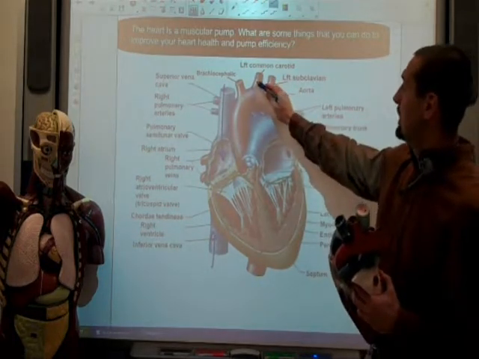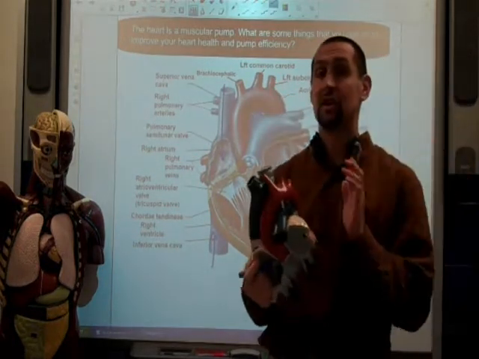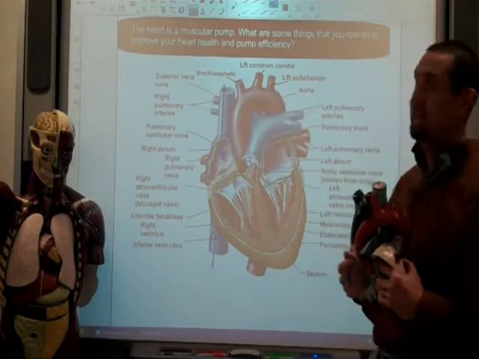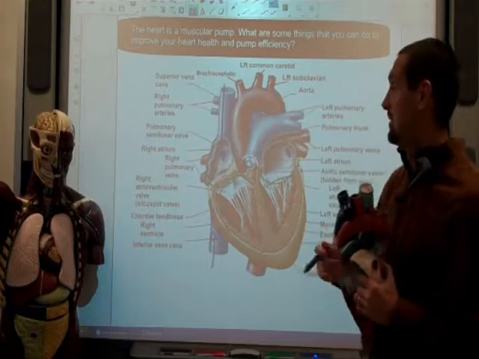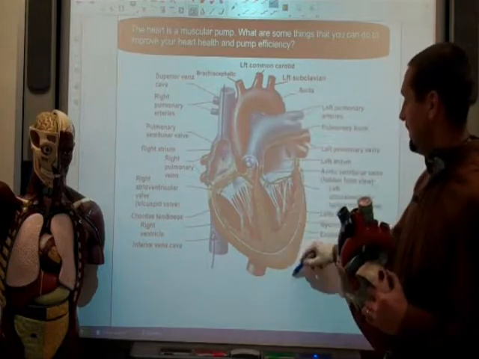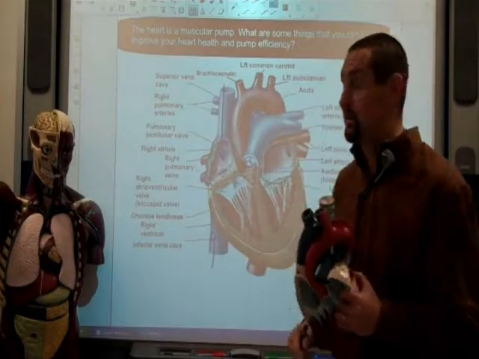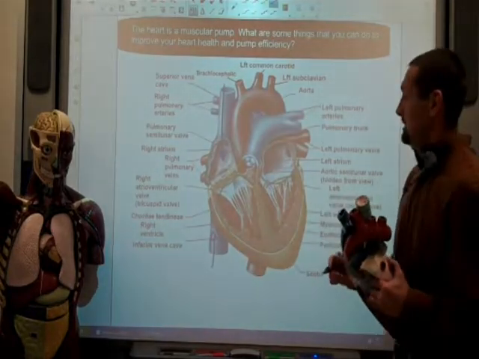Then here we have the left common carotid, which is going to go up to the left side of the head. And then here we have the left subclavian, that's going to go to the left arm. Then the aorta continues down, down, down to the abdomen and all the major internal organs that way.